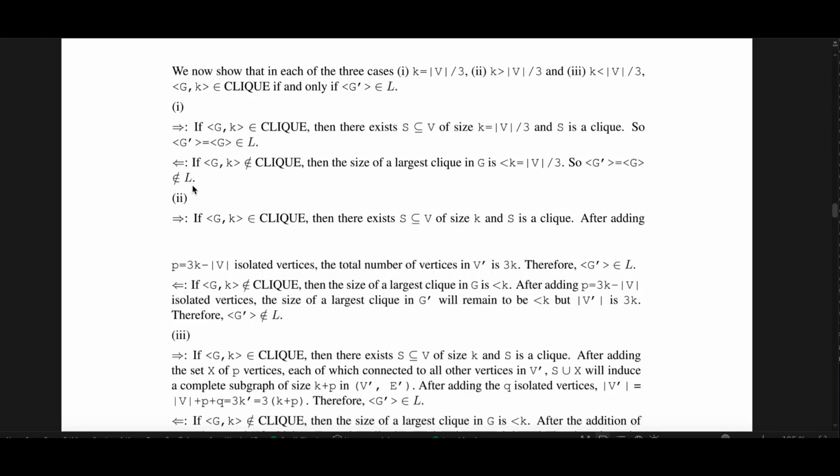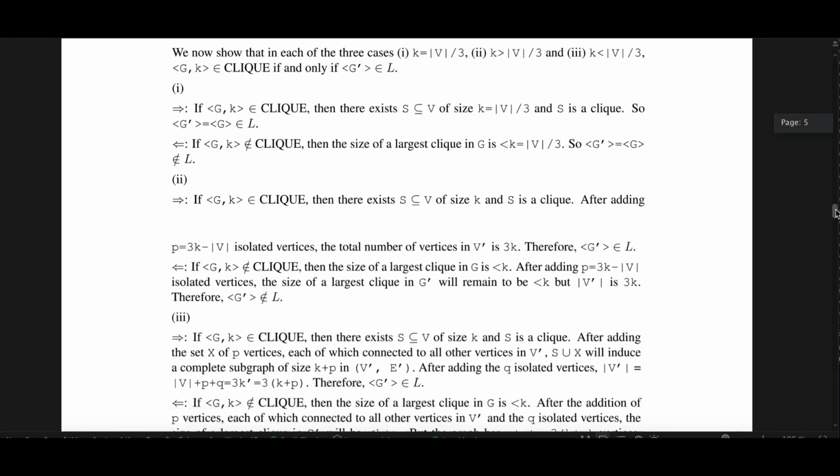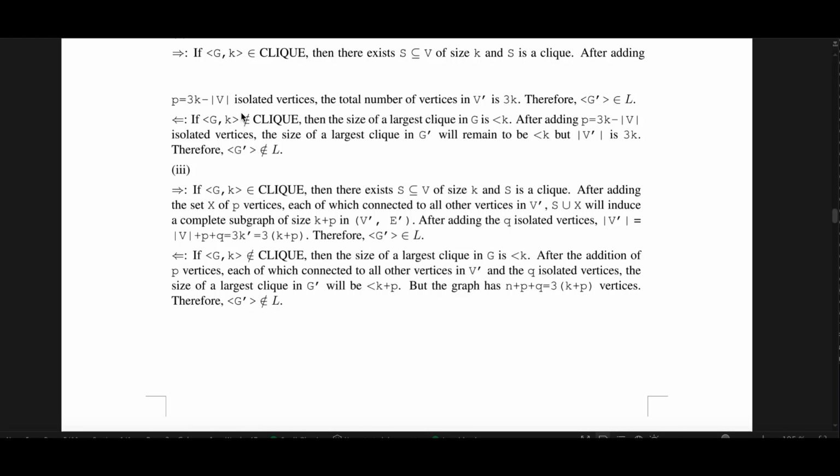And the second situation is like this. If G, k belongs to clique, then there exists S belonging to V of size k and S is a clique. After adding p equals 3k minus the number of vertices isolated vertices, the total number of vertices in V plus is 3k. Therefore, the graph G plus belongs to L. And on the other hand, the situation is just the other side.